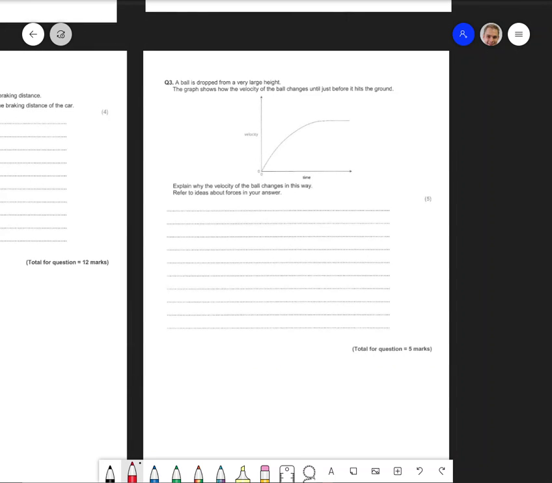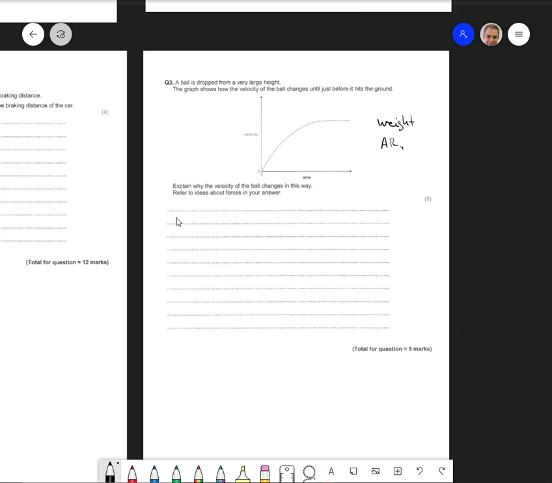We've got a ball that is dropped from a very large height. The graph shows how the velocity of the ball changes until just before it hits the ground. Explain why the velocity of the ball changes in this way. Refer to ideas about forces in your answer. So we've got to talk about forces. The two forces we're going to have to talk about are weight and air resistance. They're the two forces we have to make reference to in order to make sure that we get marks.